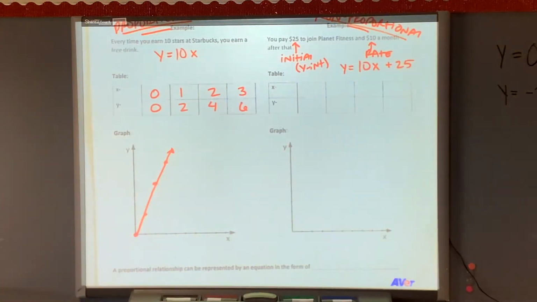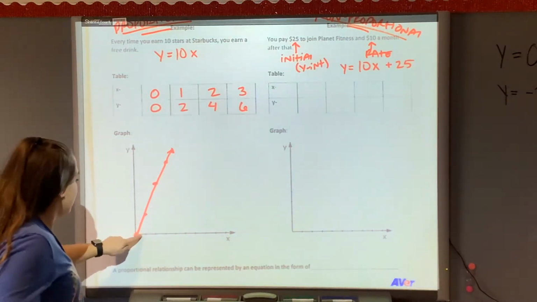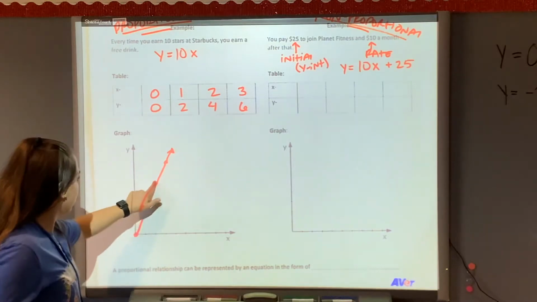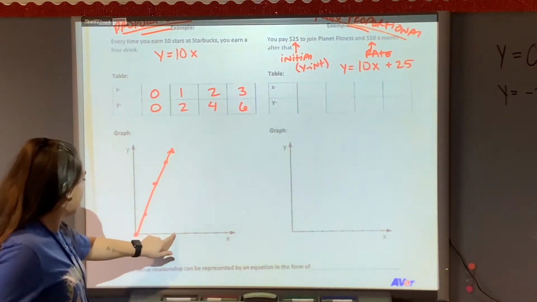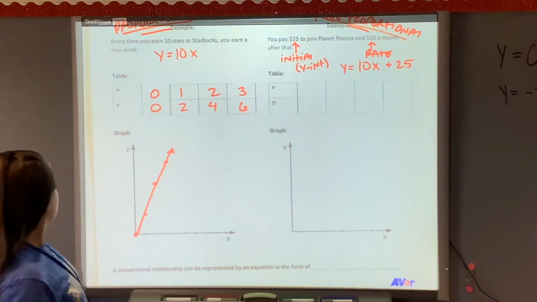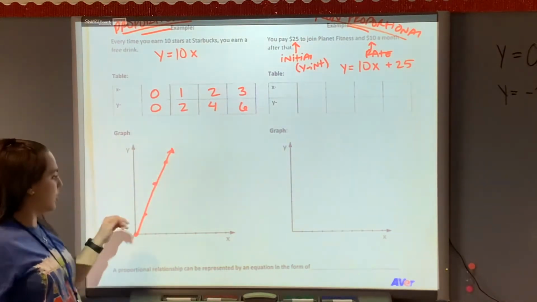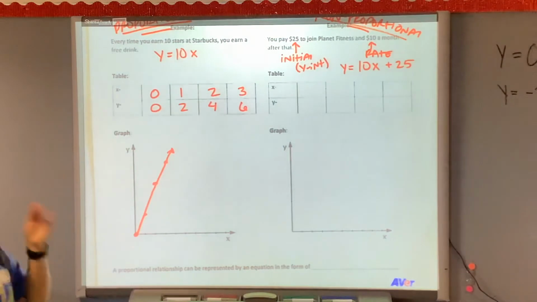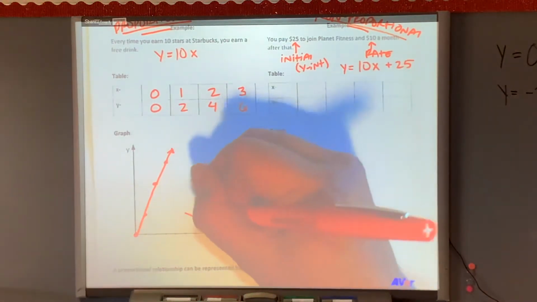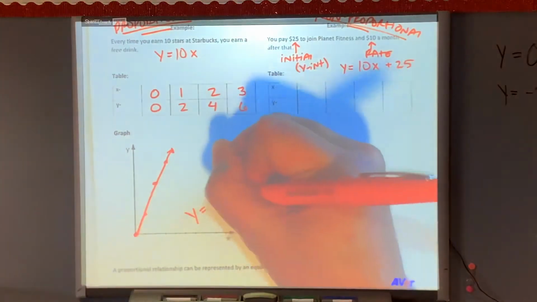So I started at 0. This dot would be 1, 2. This dot right here would be 2, 4. This dot right here would be 3, 6. Oh, sorry, 3, 6. Yep. And then it's going up like this. So the rate on this one would be 2. It's starting at 0. So here's a quick little equation for this. If the rate is 2, that's my equation.